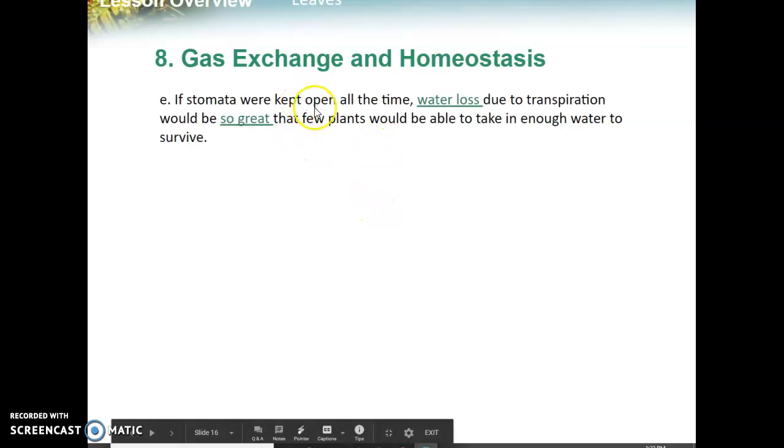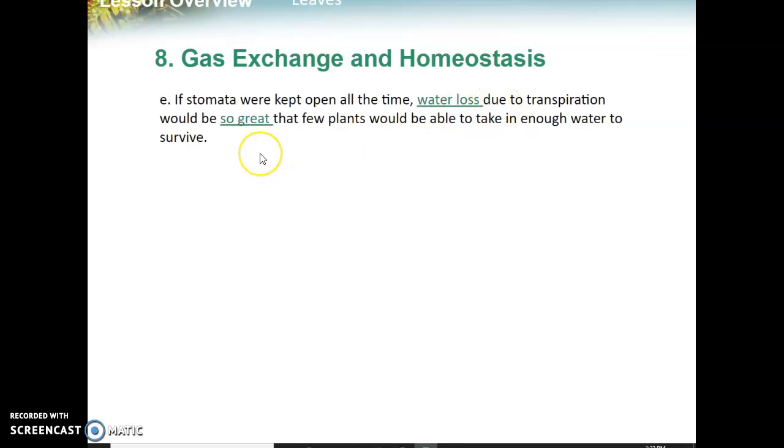So here's what I said earlier. If the stomata were kept open all the time, water loss due to transpiration would be so great that the plants probably would not survive unless they live in a very moist area, like maybe the rainforest or something, where they can take in water all the time.